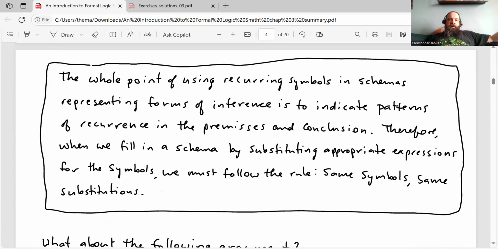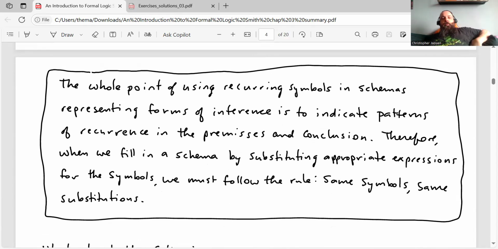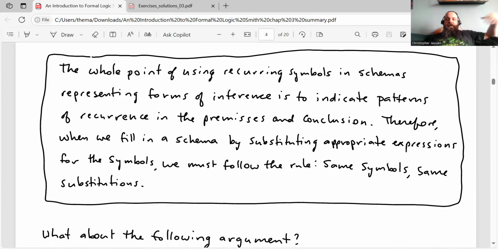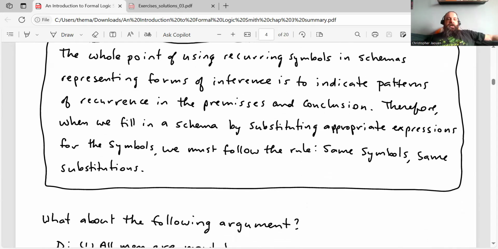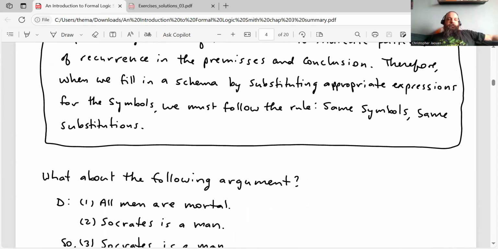All right, we have the reason here. The whole point of using recurring symbols and schemas representing forms of inference is to indicate patterns of recurrence in the premises and conclusion. Therefore, when we fill in a schema by substituting appropriate expressions for the symbols, we must follow the rule, same symbols, same substitutions. So that's why the above argument is not an instantiation of the schema that we had written above.